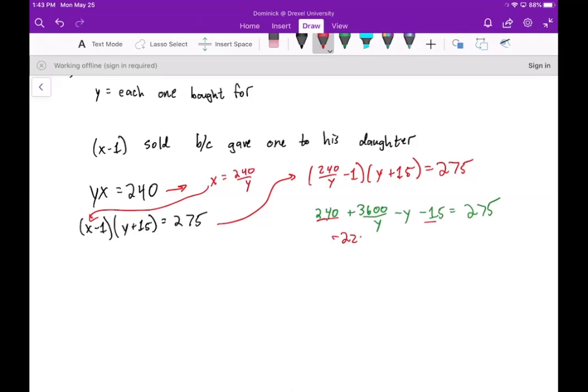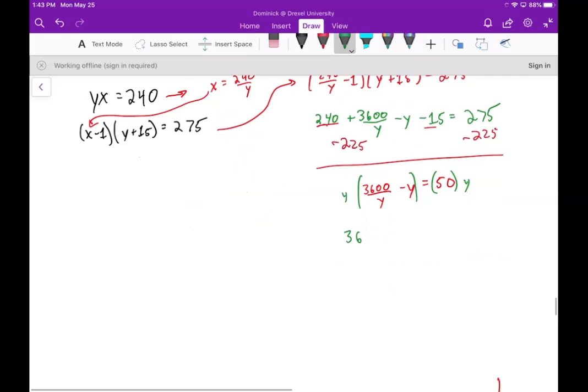So if I subtract 225, we get this now 3,600 over Y minus Y is equal to 50. Now we can multiply both sides by Y, and we get that 3,600 minus y squared is equal to 50y. So now if we bring everything to one side, we can say that y squared plus 50y minus 3600 is equal to 0, right?